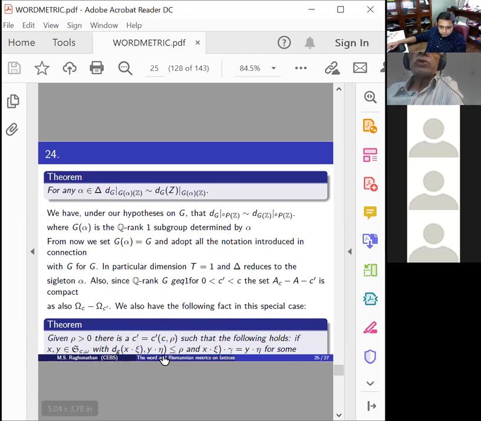I'm fixing a rho. Suppose this distance is less than or equal to rho, and xi gamma equals y times eta. That is, the translate by gamma of xi is equal to y eta. Then the crucial thing has disappeared. It's gone below. It just says that then this element gamma is in the parabolic group, the minimal parabolic group corresponding to psi.